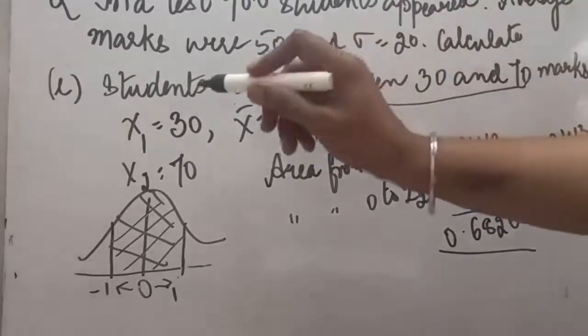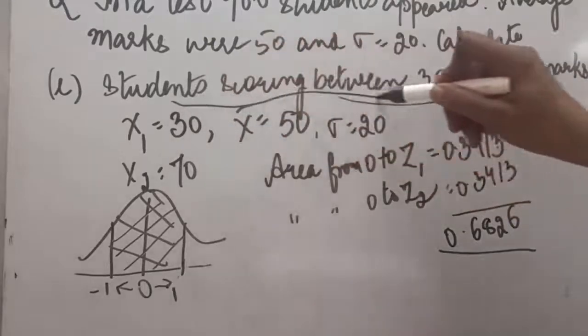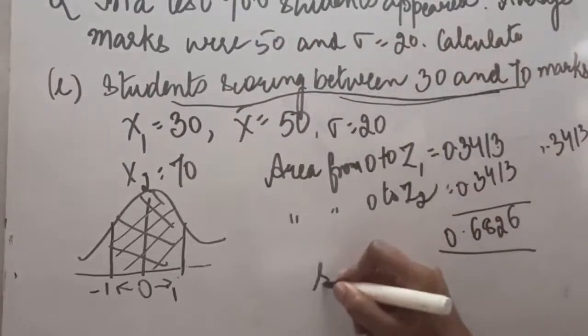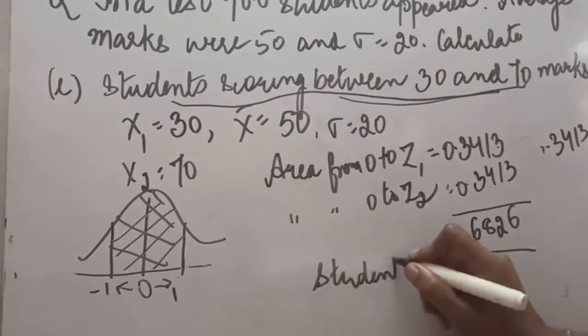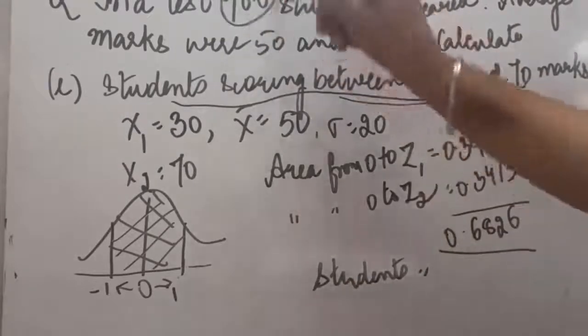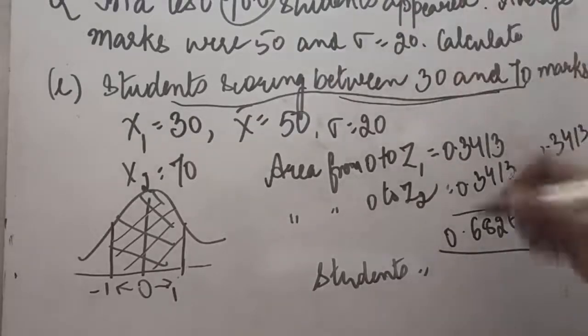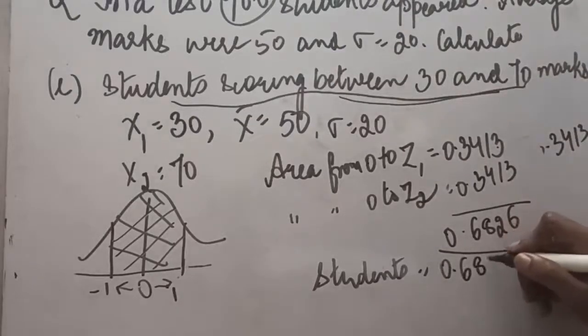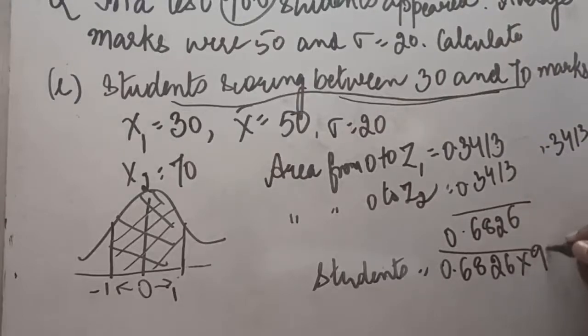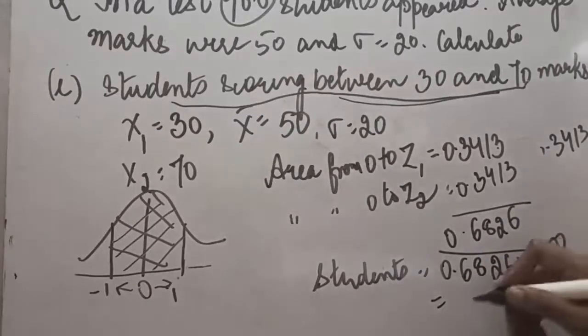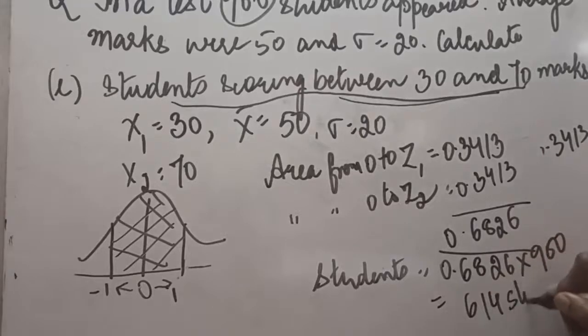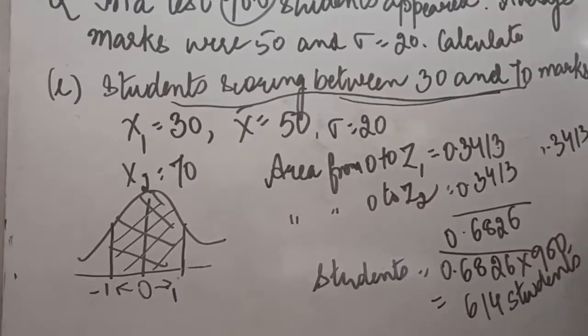So now in the last we have to calculate the number of students. So we will write this line, students scoring between 30 and 70 marks is equals to. Now we are calculating the students. As I told you, in any question if capital N is given to you, so in the answer you have to multiply your answer with capital N, then only you will be able to calculate the number. So now we will calculate this. Multiply your answer with 900. So this comes out to be 614 students. So this is how a simple question is solved.